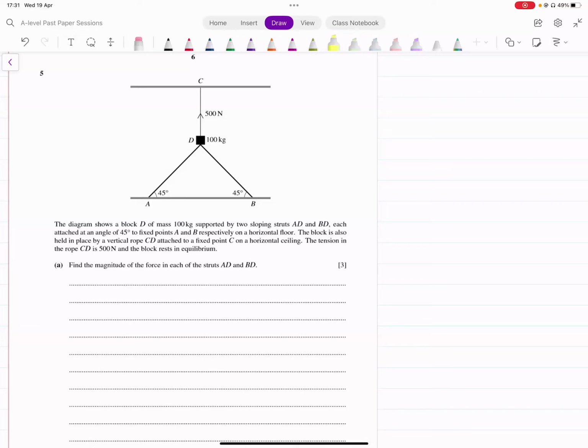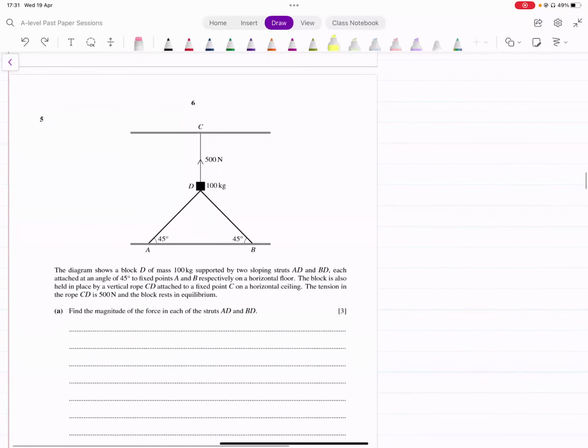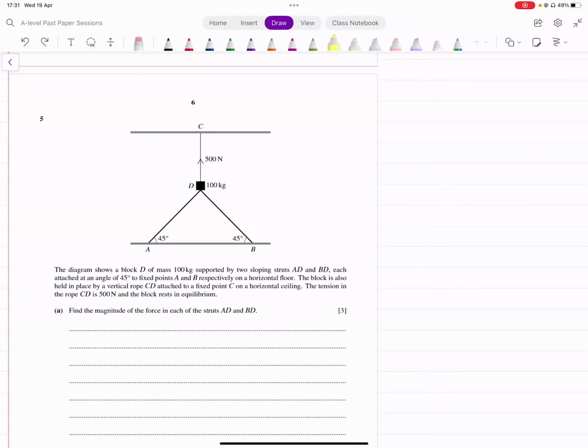Horizontal floor. The block is also held in place by a vertical rope CD. So you have this vertical rope here, attached to a fixed point C. The tension in the rope CD is 500 Newton, and the block rests in equilibrium. Okay, all the information is visible on the diagram. The key thing here is that the block rests in equilibrium. Opposite forces will be equal: the left force equals the right force. In this case, upward forces will equal downward forces.